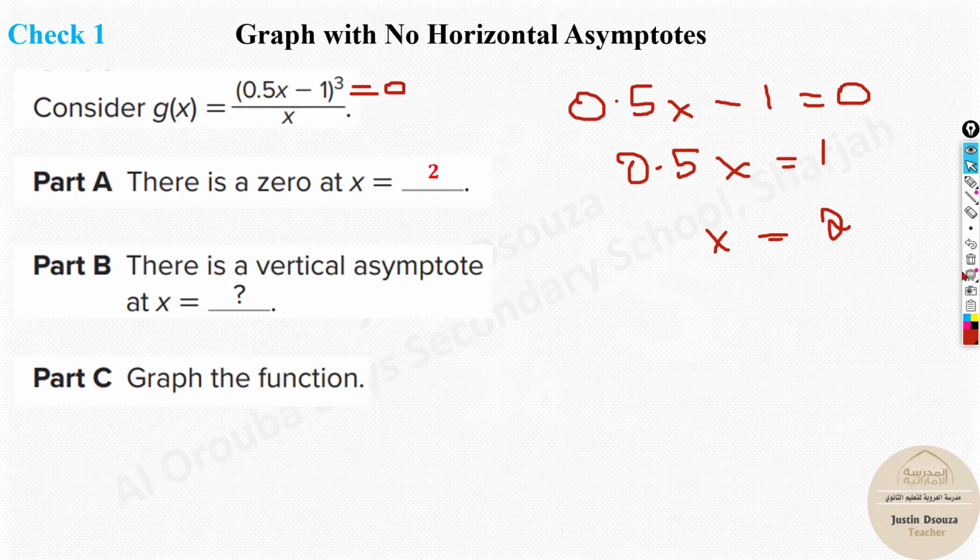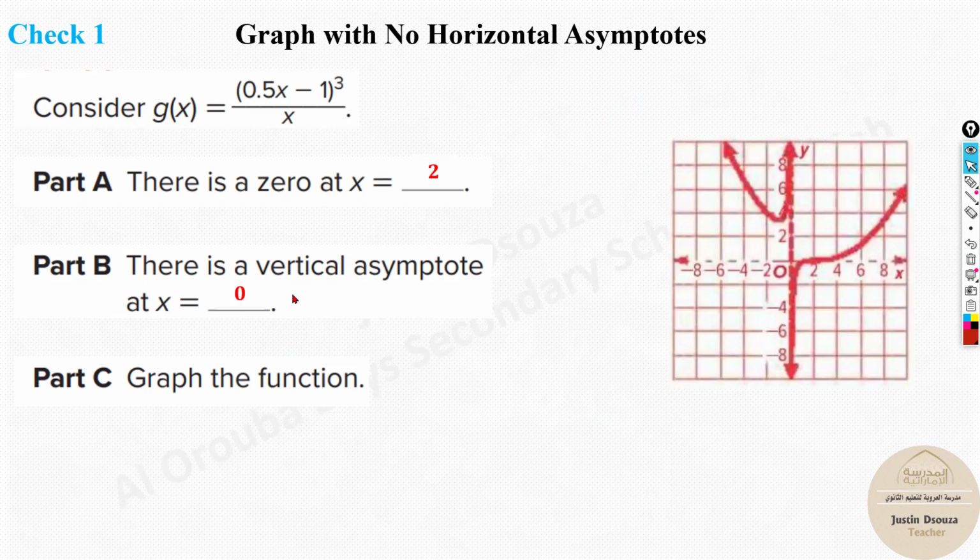Now what about the vertical asymptote? Just make the denominator equal to 0. x equals 0. So that's it. And now, graphing the function, you need to take some values. First of all, this vertical asymptote is very important to be drawn, and you see there is no horizontal asymptote because the degree in the numerator is greater than the degree in the denominator.